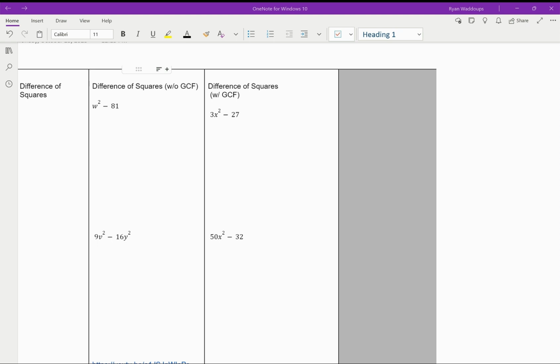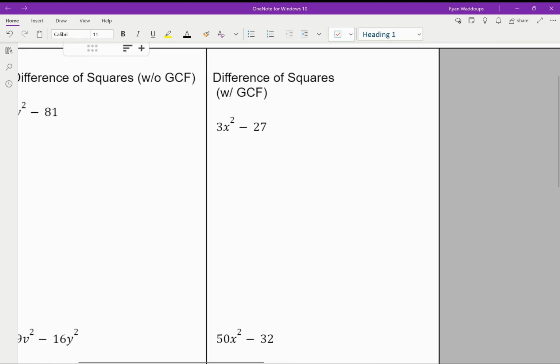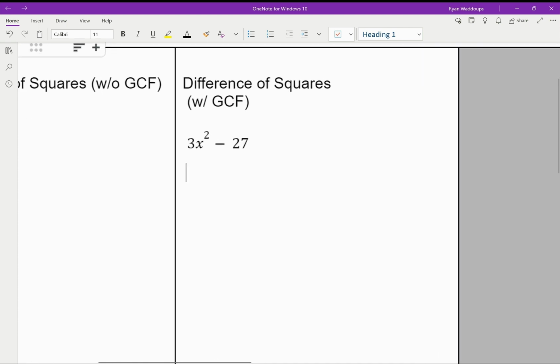Hi, welcome. We're going to talk about how to factor a difference of squares when it has a difference of squares, but also a greatest common factor.